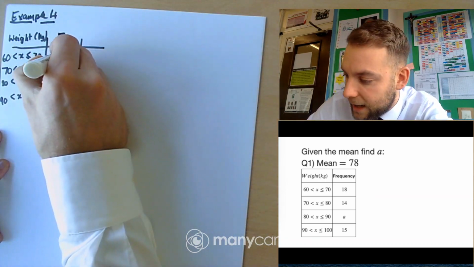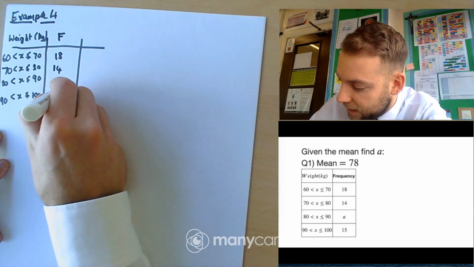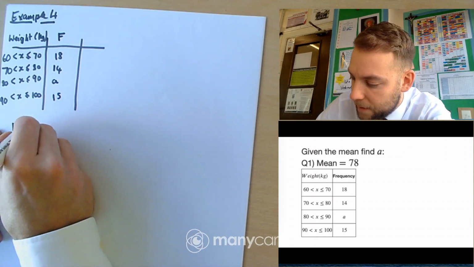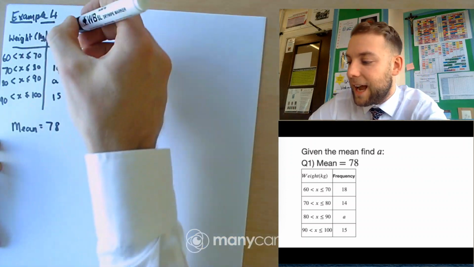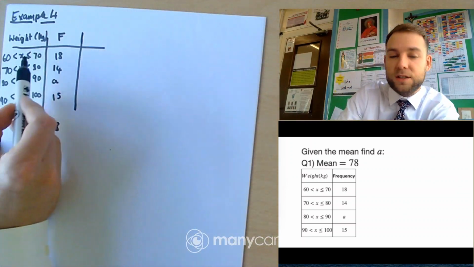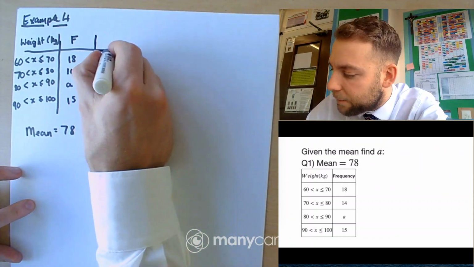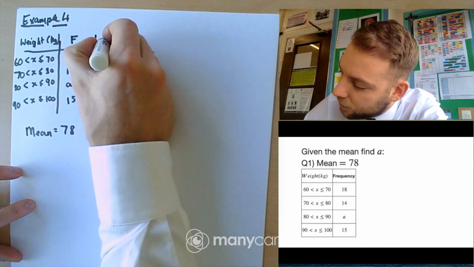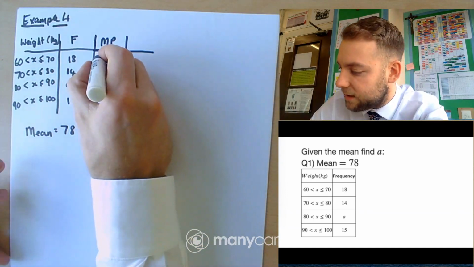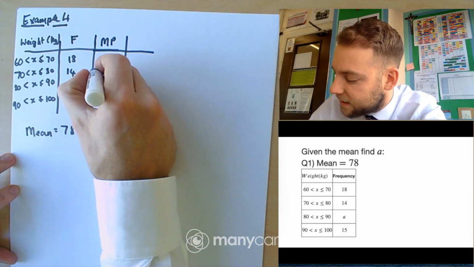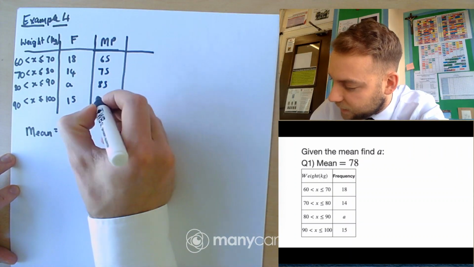We've got our frequencies, which are 18, 14, A, the one I don't know, and 15. But I already know that the mean of this is equal to 78. So, exactly the same technique. The first thing I need to do, because these are all ranges, is make sure that I am finding the midpoint first. So the midpoint of this one, we've already actually done some of these midpoints. Between 60 and 70 is 65, 70 and 80 is equal to 75, 80 and 90 is 85, and 90 and 100 is 95.